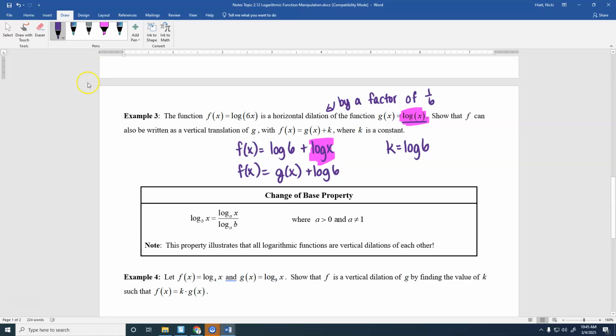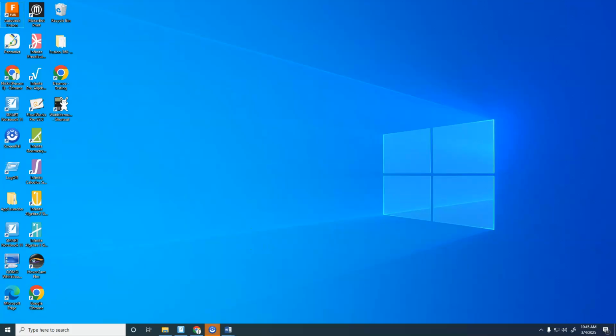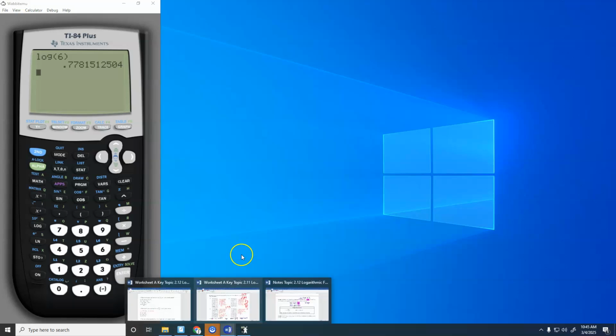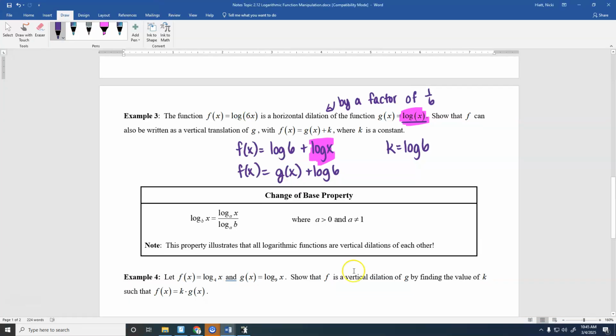If you take your calculator, let me put mine up here. What's that one? If you take your calculator and type in log 6, it will give you a number. It's 0.778151, right? So this would be a vertical translation up by log 6, or 0.77 whatever there.